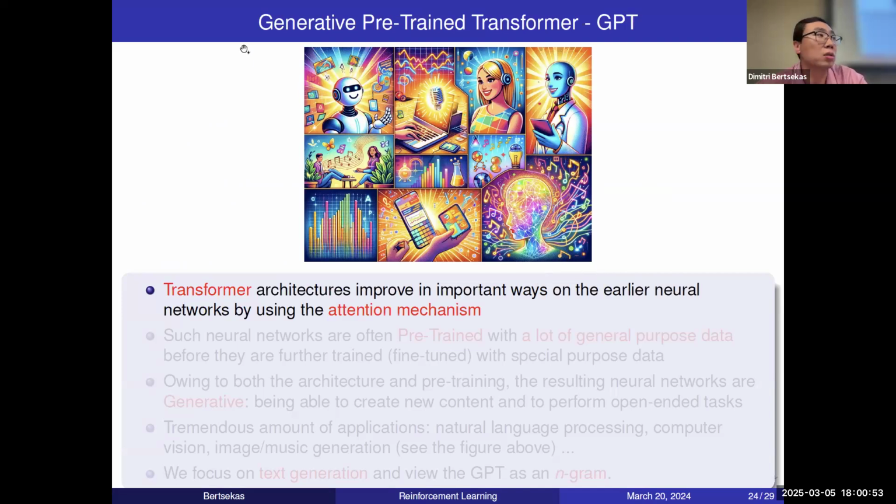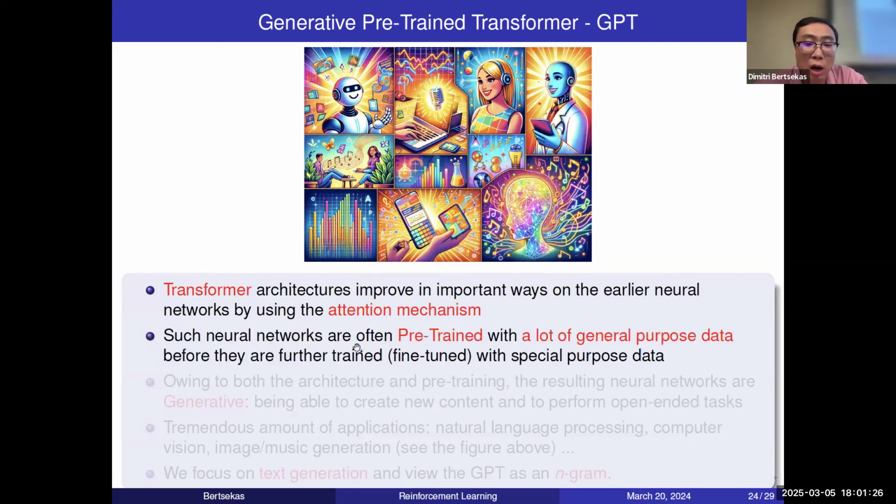At this point, I believe everyone is fully aware of how powerful the machinery is, the generative pre-trained transformer, abbreviated as GPT. It's not really a new architecture, it's many years old in this era of AI, but it improved in important ways on earlier neural networks by using the attention mechanism. I'm going to talk about that briefly. Such neural networks are often pre-trained with a lot of general purpose data before they are further trained, referred to as fine-tuned in the literature, with special purpose data.